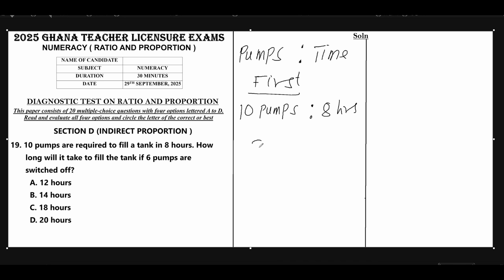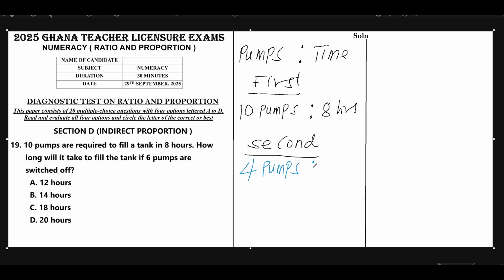Now the second, how long will it take to fill the tank if 6 pumps are switched off? 6 pumps are switched off. So what do we do? Initially, the number of pumps were 10, so 10 pumps were working. Now 6 of the pumps have been switched off. So in other words, 6 pumps are not working. So what will be the remaining pumps? So the remaining pumps will be 4. So this time we have 4 pumps.